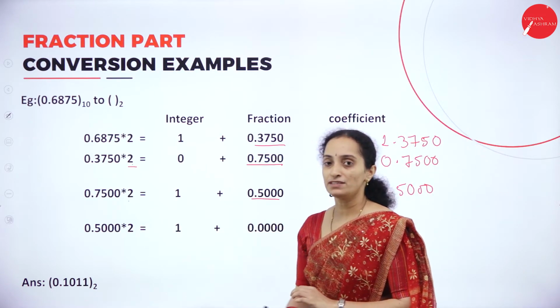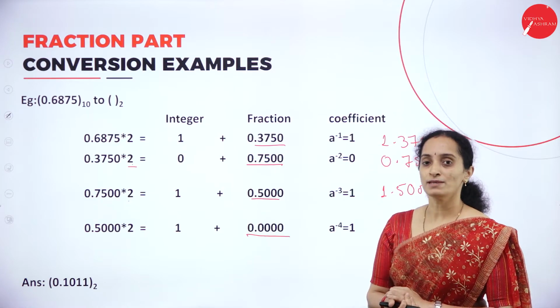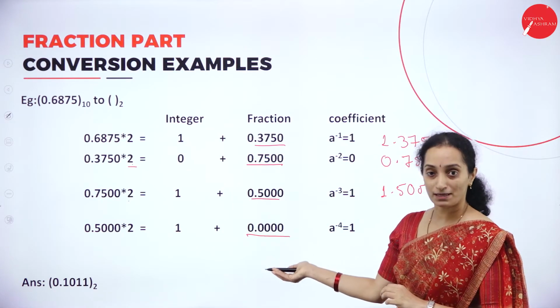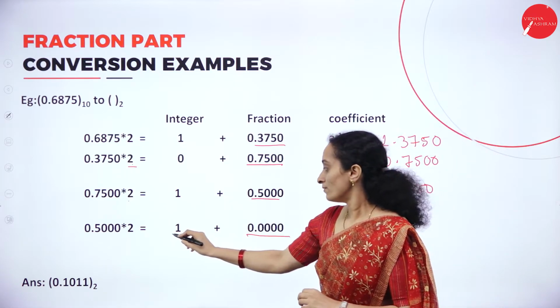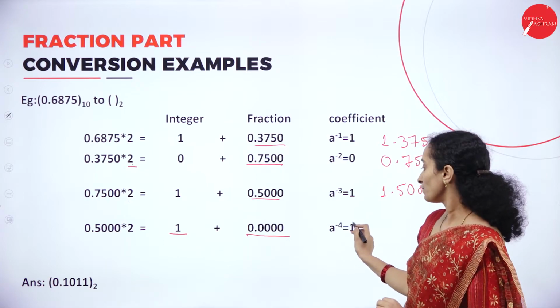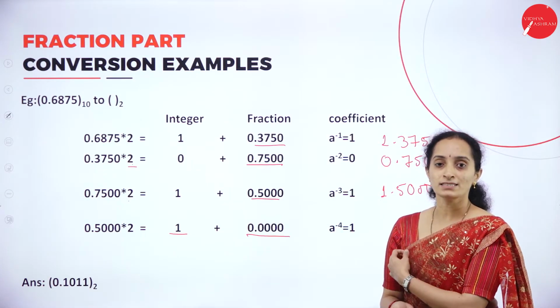Again multiply it with 2. The multiplication value will be 1.0, is it not? Now, the fraction part becomes 0. The integer part will be 1. Note it down as 1 for the position 2 to the power of minus 4.